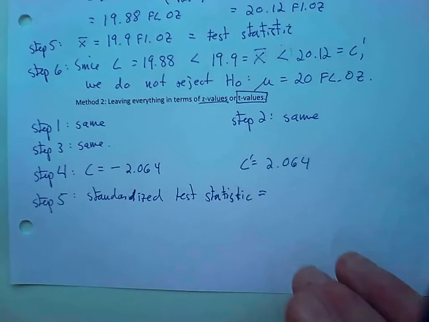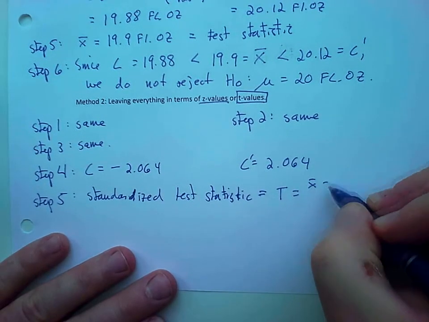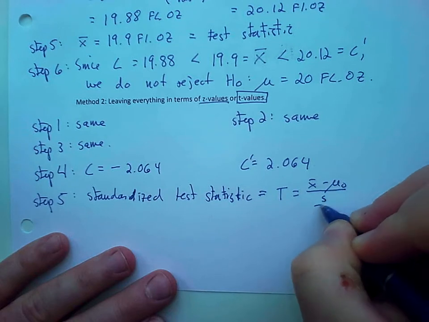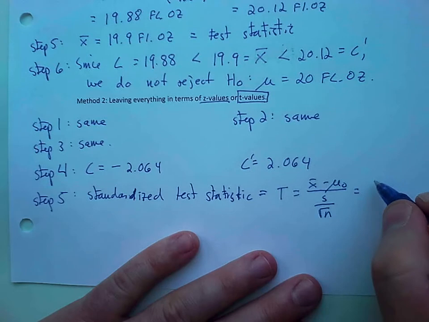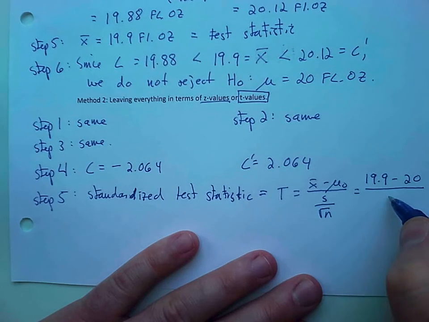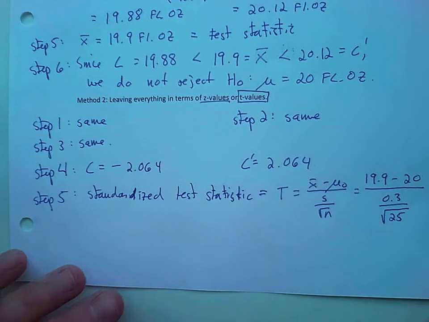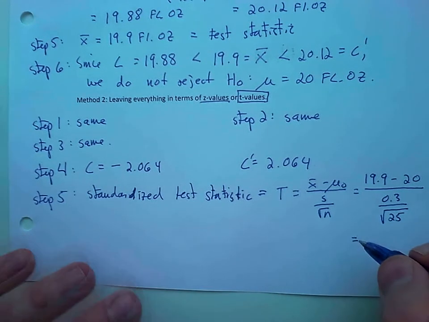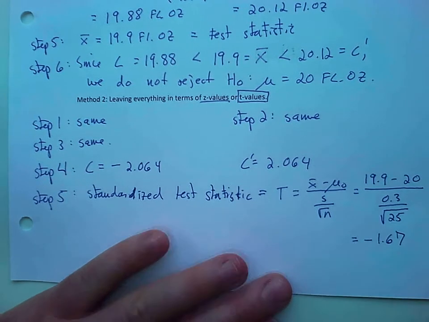So therefore, our standardized test statistic is now t equals x bar minus mu sub naught over s divided by the square root of n. And if we plug values in here, for x bar, we already said above that this was equal to 19.9, minus our hypothesized value of 20, divided by our sample standard deviation of 0.3, divided by the square root of our sample size, which is 25. If you do this arithmetic, we get that our standardized test statistic is equal to negative 1.67.